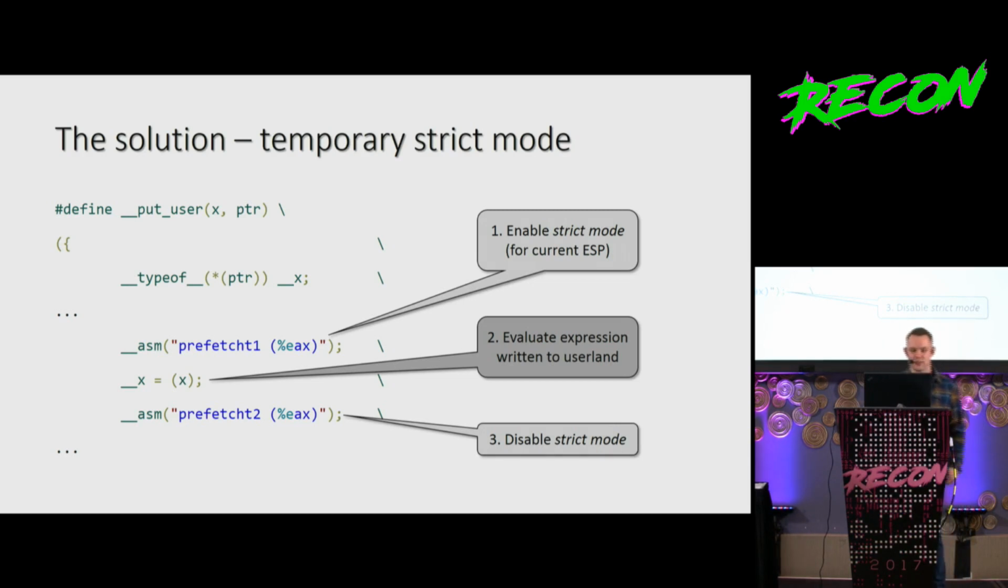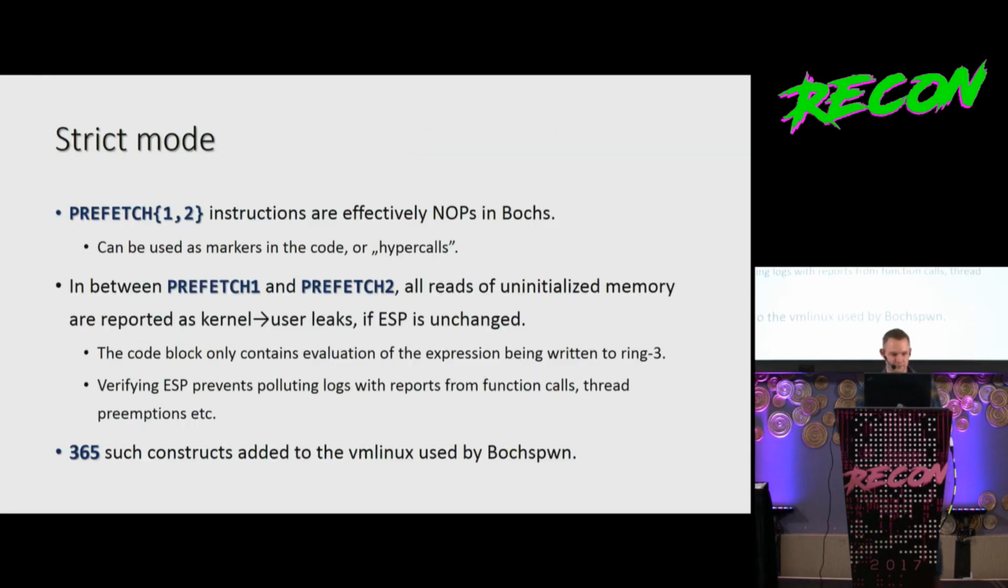So I inserted prefetch 1 and prefetch 2 instructions, which are responsible for enabling and disabling something I called strict mode, which is a mode in which Bochspwn reports all bugs and not just infoleaks. I could do it because normally the prefetch instructions in Bochs are effectively NOPs, so they don't do anything. So I can just reuse them as markers in the code or hypercalls. And in between these two instructions, Bochspwn would just report all of the uninitialized reads. This resulted in adding over 300 such constructs in the vmlinux image.